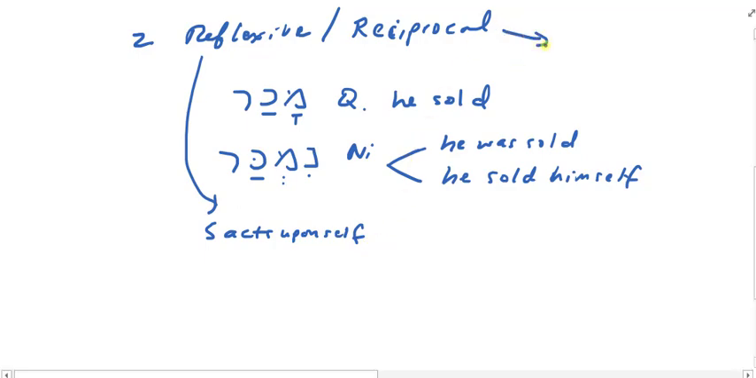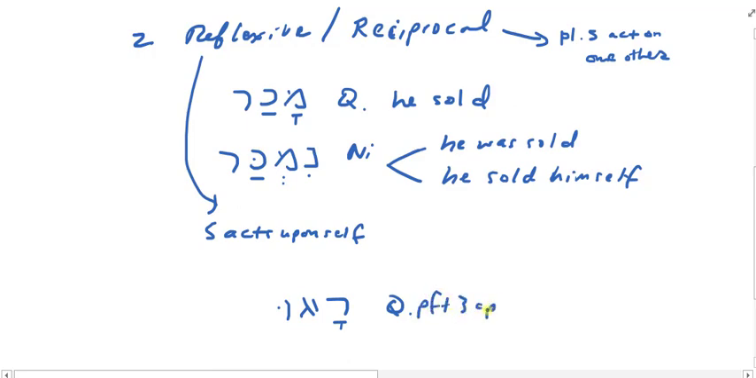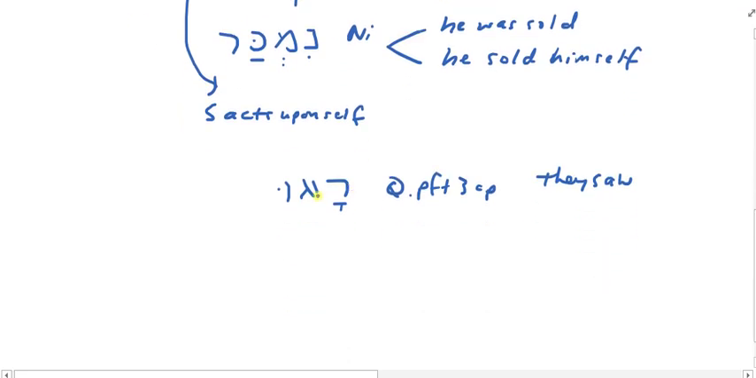When we have reciprocal idea, then the idea is always that there are plural subjects. Don't act on themselves, but act on one another. Okay? Somehow they affect one another through their reciprocal action. So we have the verb ra'u, which is the Qal perfect, 3cp. Okay? This is they saw. We could make this Niphal perfect, 3cp.